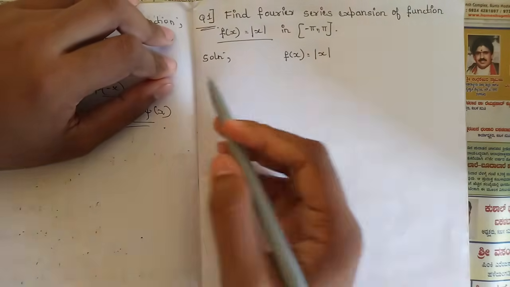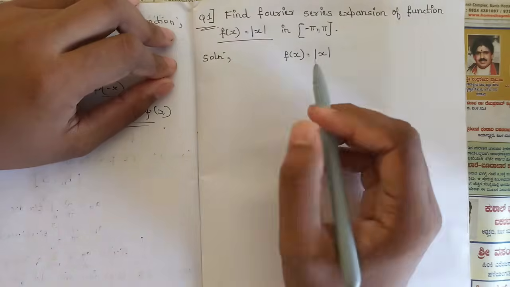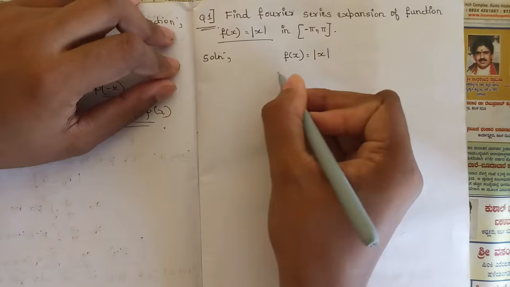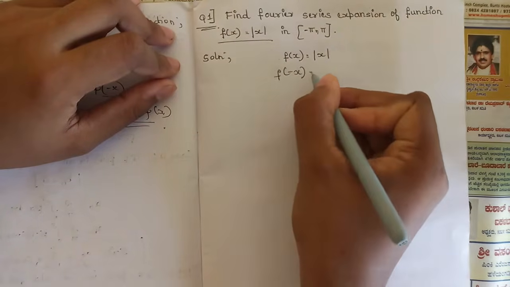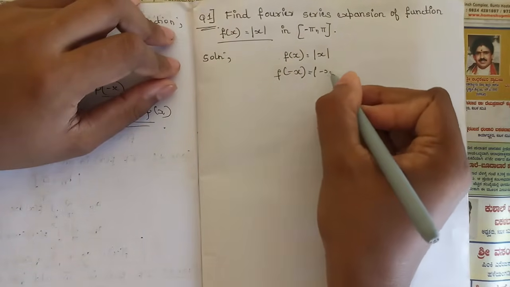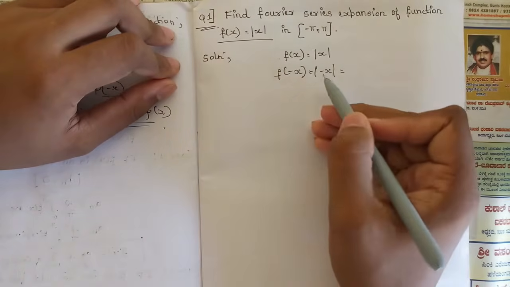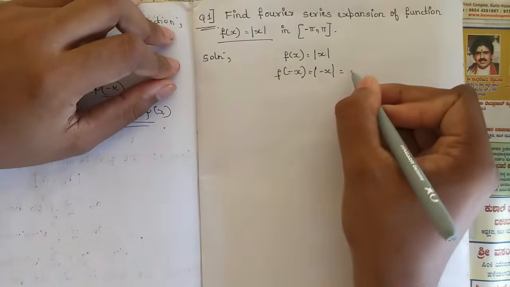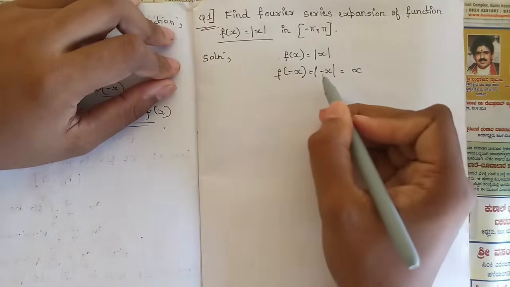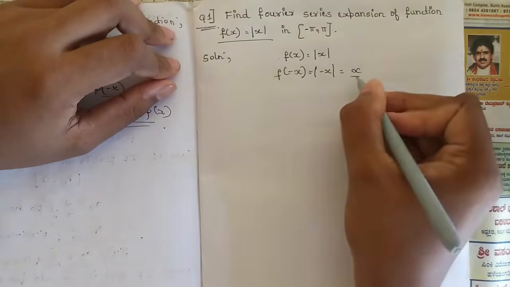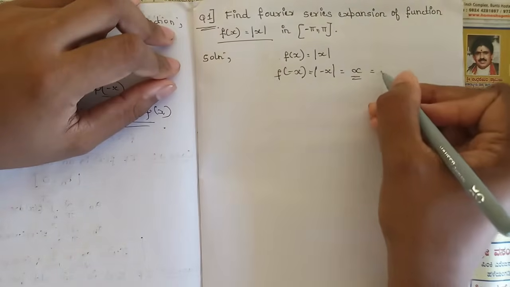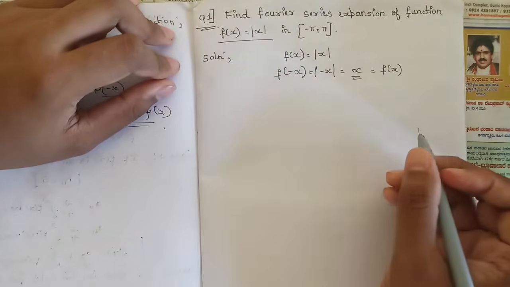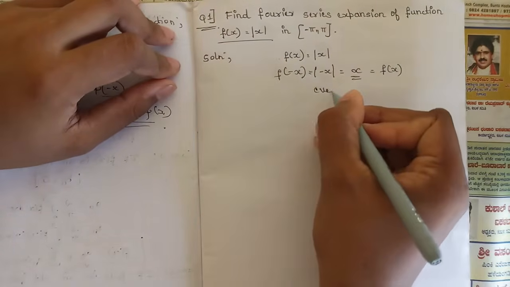Now let's solve this problem. The given function is f of x equal to mod x. The first step is to replace the value of x by minus x, so the function becomes mod of minus x. Whatever is inside the mod term, positive or negative, turns into a positive term. So mod of minus x is mod x, which is equal to f of x. So this is an even function.